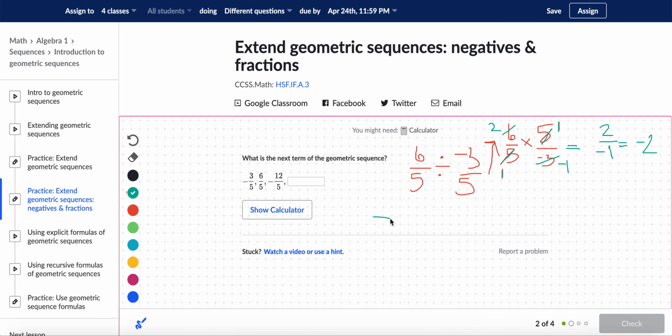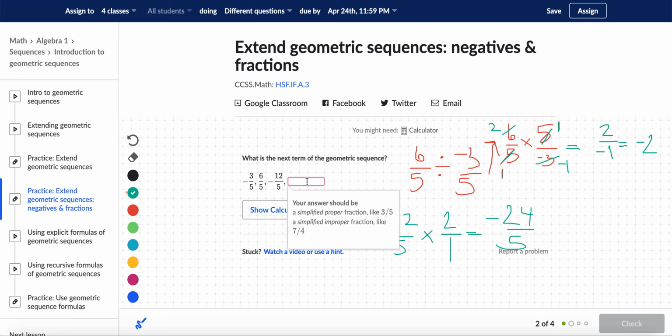So now I need to take my 12/5 and multiply it by 2 to get the next term. So -12 times 2 is -24. And 5 times 1 is 5. And I'm just going to leave it like that. You don't have to overcomplicate yourself. So -24 over 5.